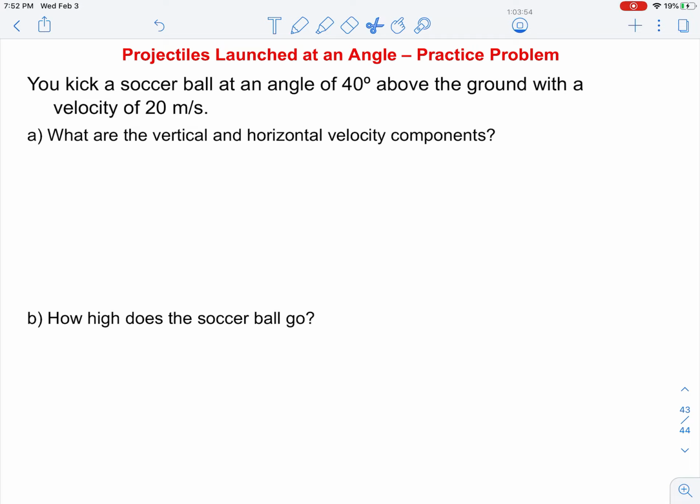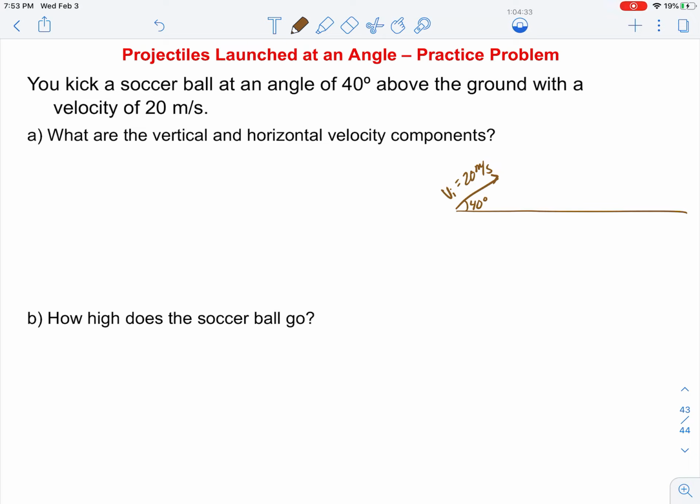So here it says, you kick a soccer ball at an angle of 40 degrees above the ground with a velocity of 20 meters per second. So here's the ground, and we are going to kick the soccer ball at an angle of 40 degrees. It says with a velocity of 20 meters per second. The fact that it does not identify this as either vertical or horizontal tells me that it's neither one of those. This is the velocity along that diagonal line. So my initial velocity is 20 meters per second along the diagonal.